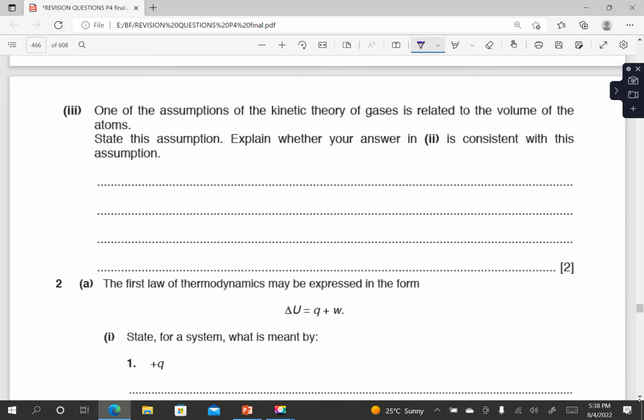So we begin with the assumption. Total volume of all atoms, total volume of atoms is negligible compared to the volume of the container.